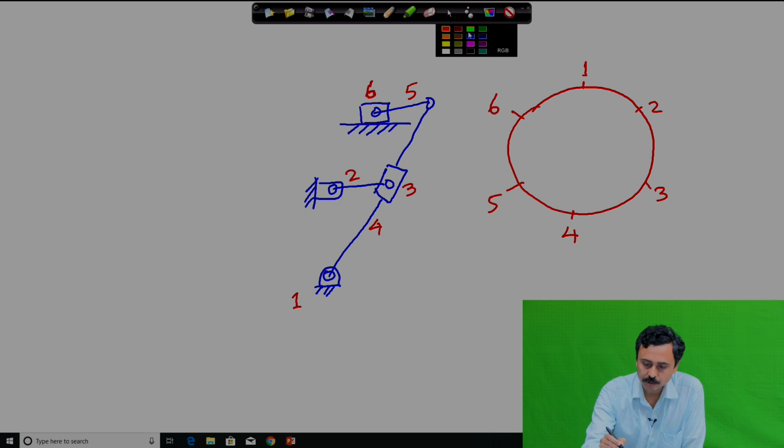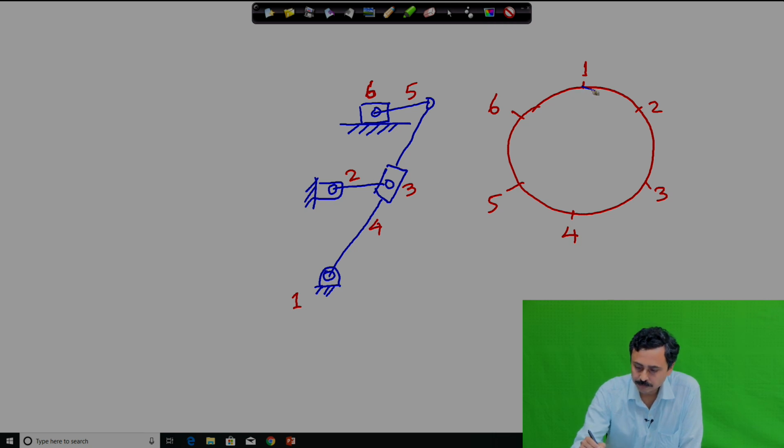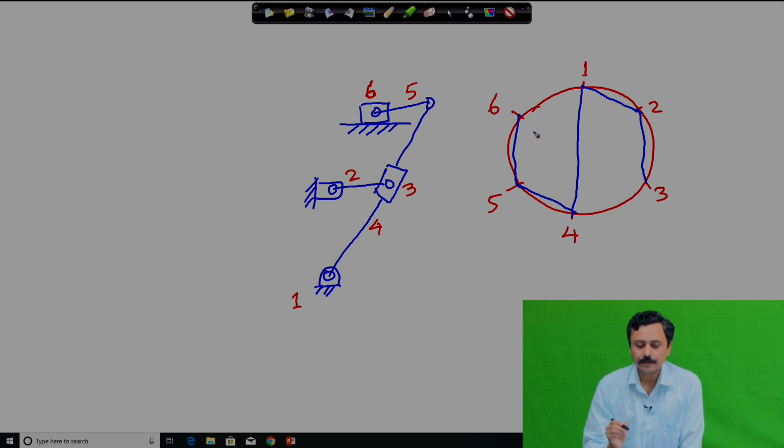We will mark out those ICs which we know. For example, I know 1 2, I know 2 3, I know 1 4, I know 4 5, I know 5 6, and 6 relative to 1 I know it is at infinity.